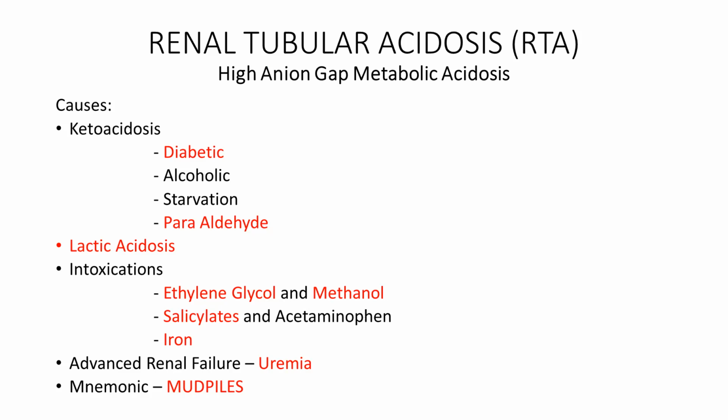Advanced renal failure is basically a high anion gap metabolic acidosis. It is not a normal anion gap metabolic acidosis, and this is because of uremia.